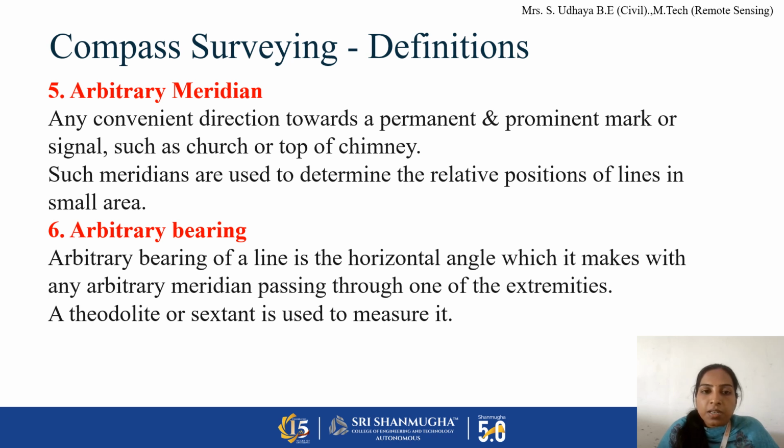Now coming to arbitrary bearing. Arbitrary bearing is the horizontal angle which a line makes with the arbitrary meridian. Here we can use a theodolite or sextant. We can directly measure angles between those two lines. That is called arbitrary bearing and arbitrary meridian.